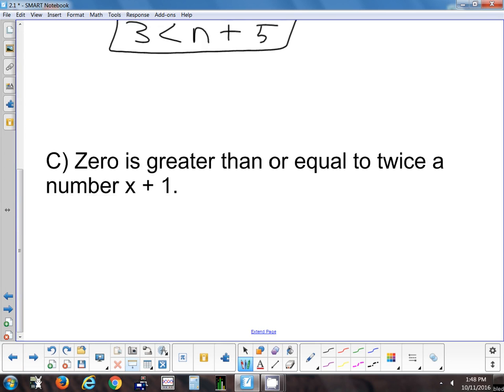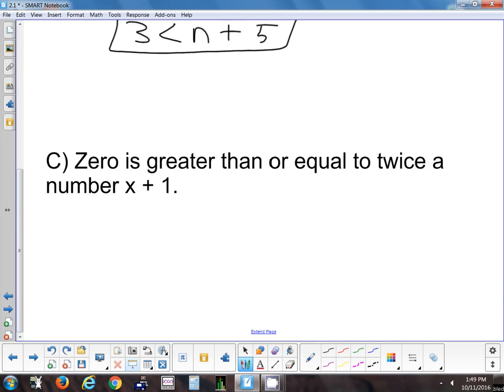Okay, how about C? 0 is greater than or equal to twice a number, x plus 1. Okay, let's start with the beginning. 0 is greater than or equal.